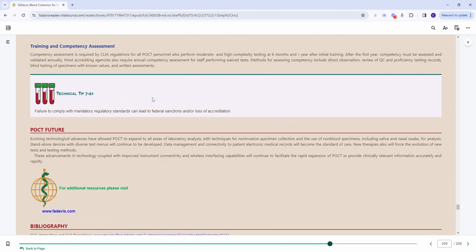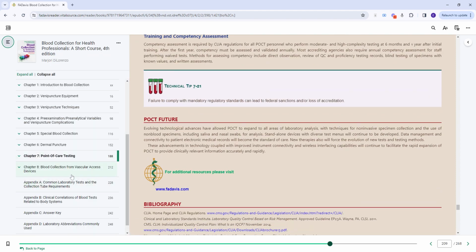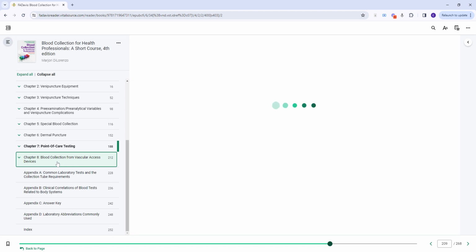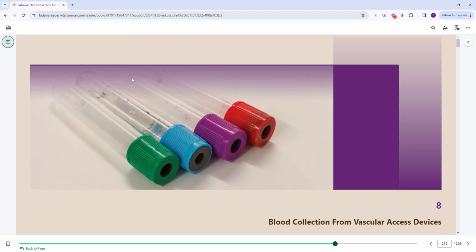Okay, that is it for chapter 7. I think I will do chapter 8. Let me just see, vascular access device. I will do that as a second lecture.